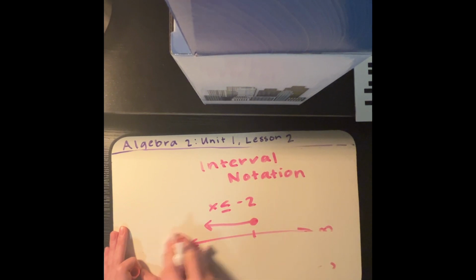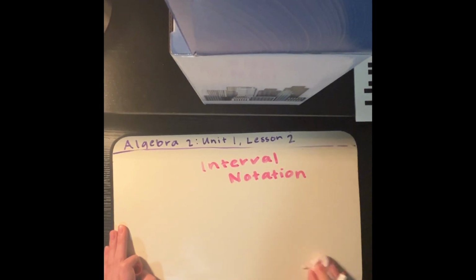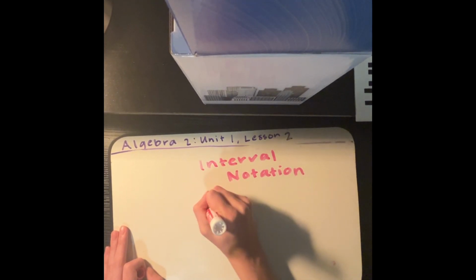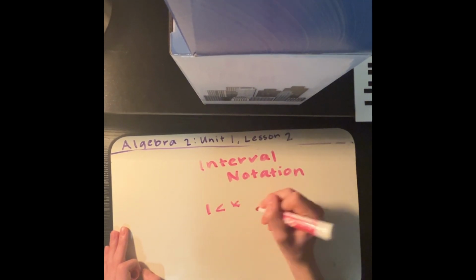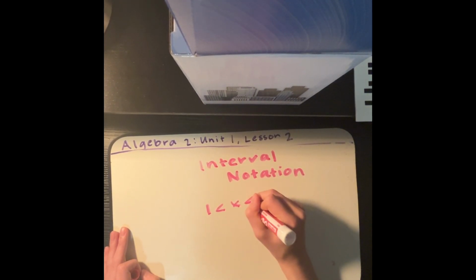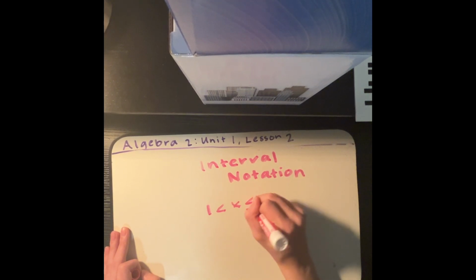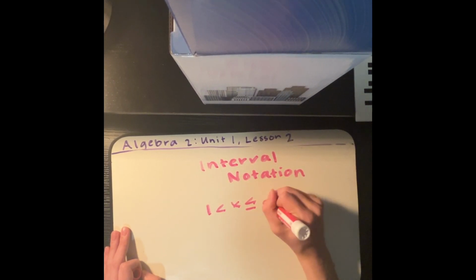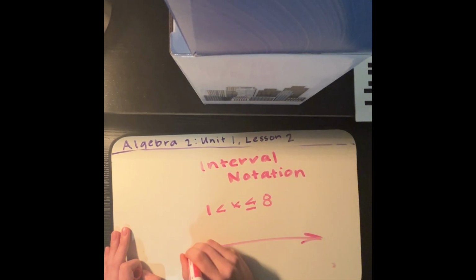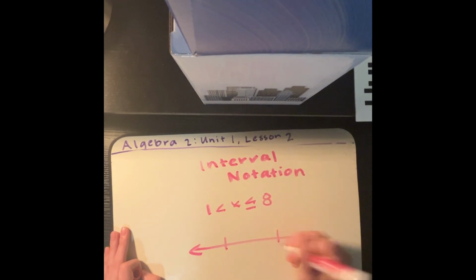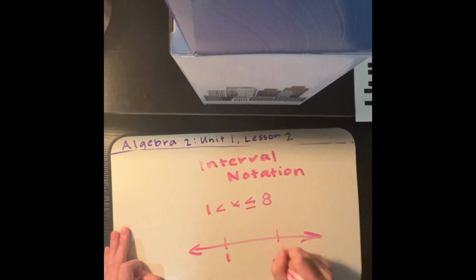Now we're going to do a kind of different way of writing an inequality. So we have 1 is less than or equal to x, which is less than or equal to 8. So when I have my graph right here, we're going to need two values this time. One for 1 and one for 8, right?